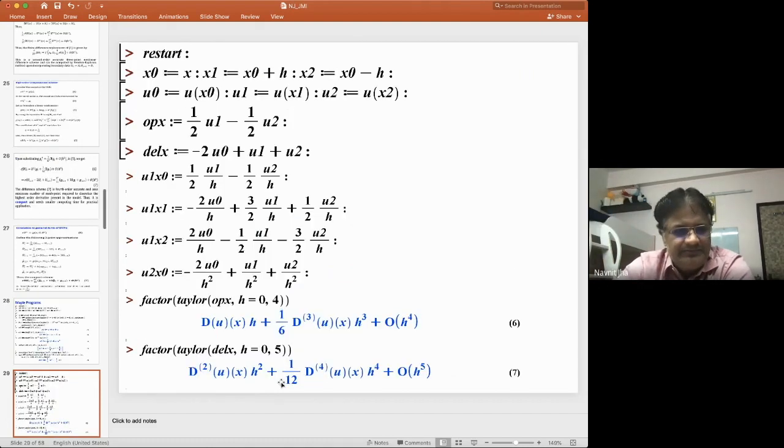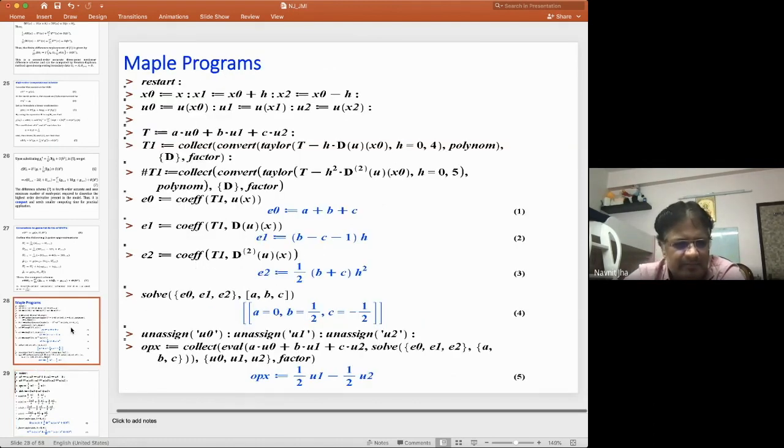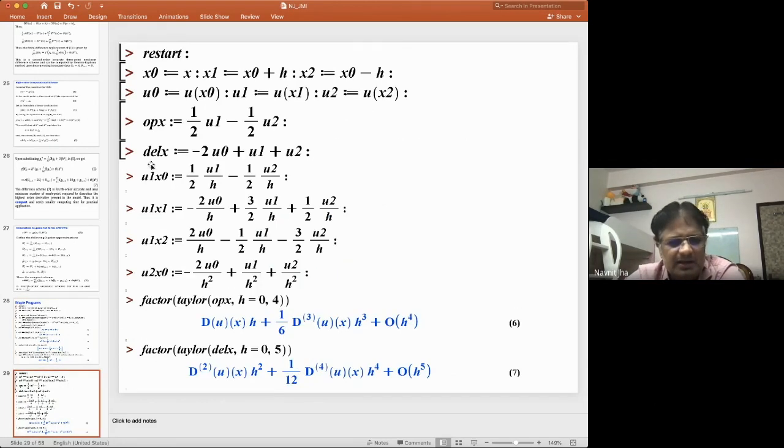Now, in the same way, the other operator, that is delta x, that is delta 2x, that is operator B, is obtained, I should not say defined, it is obtained as minus 2 u naught plus u1 plus u2. This is again the same as the second central difference operator.